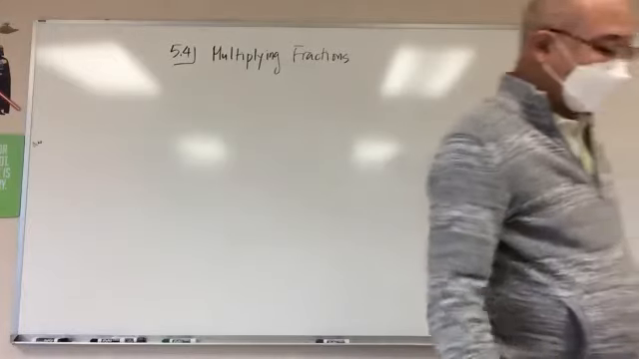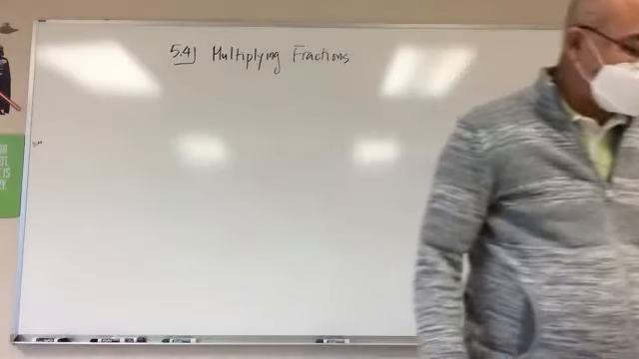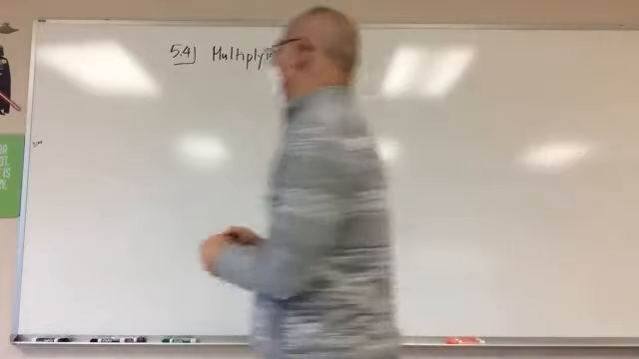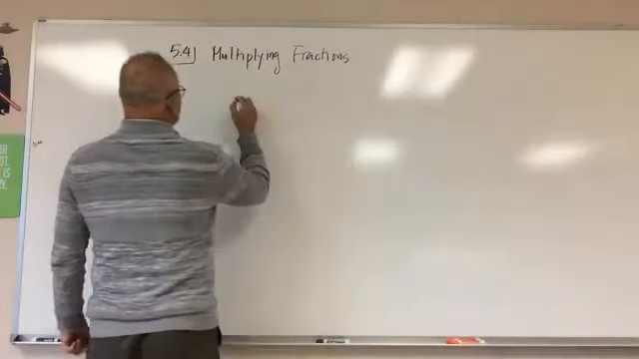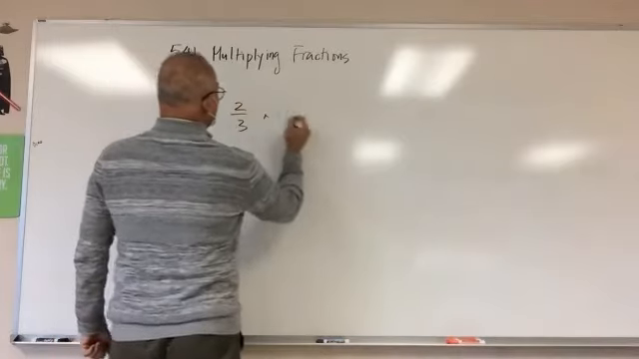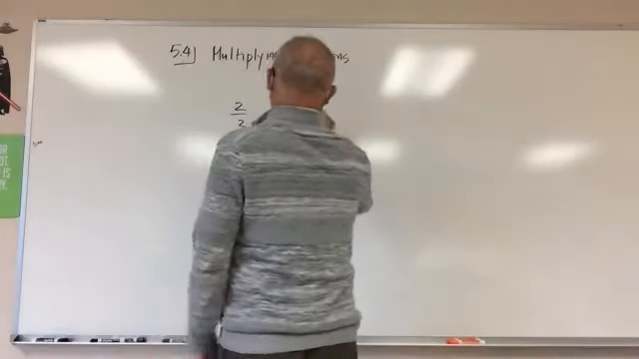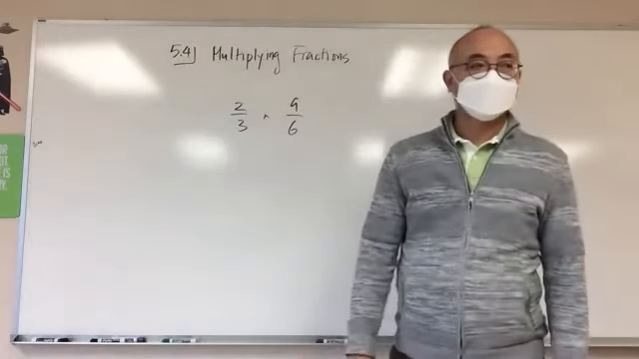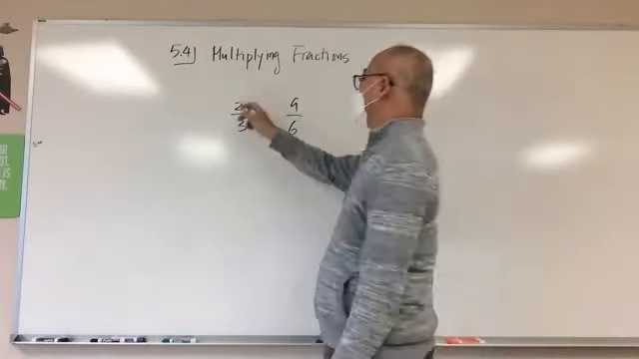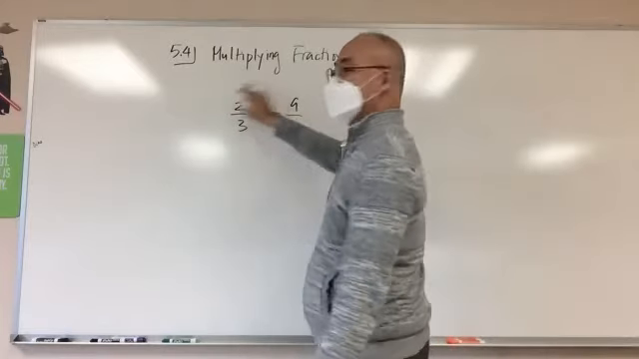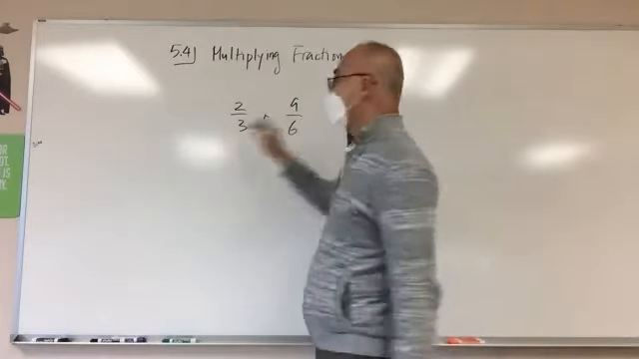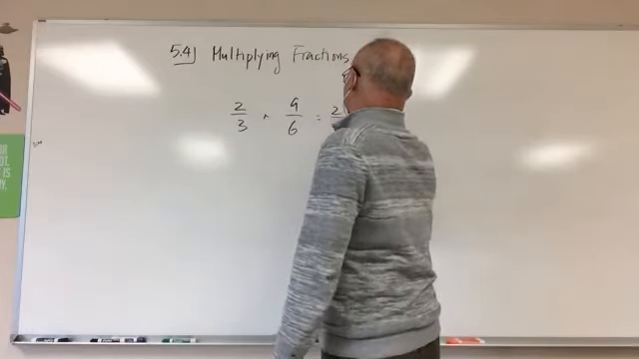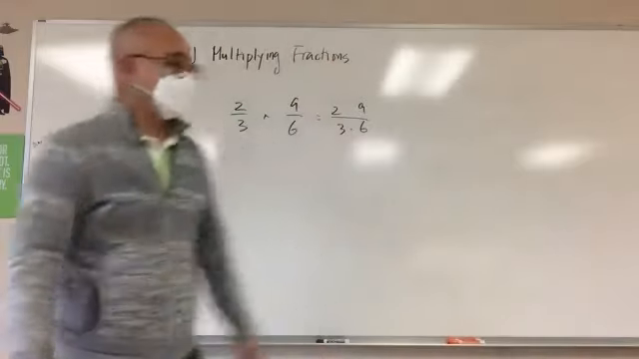It says, the product of two or more fractions is equal to the product of the numerators over the product of the denominators. In other words, if I have 2/3 times, I don't know, 9/6, then I would multiply the top and the top together, and then the bottom and the bottom together, right? So it's going to be equal to 2 times 9 over 3 times 6, right?